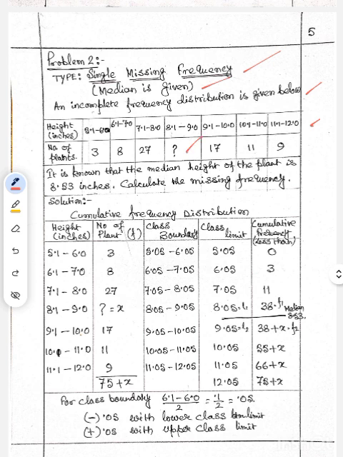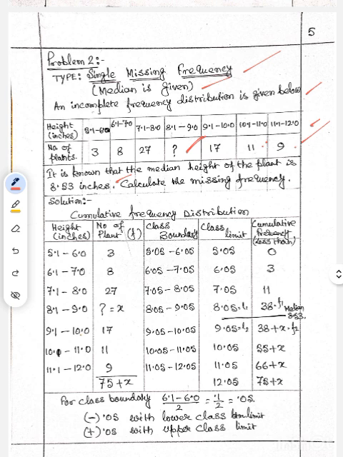and therefore there is a question, we have to find it, 17, 11 and 9. Okay. It is known that the median height of the plants is 8.53 inches. Calculate the missing frequency. Okay, this is the question.